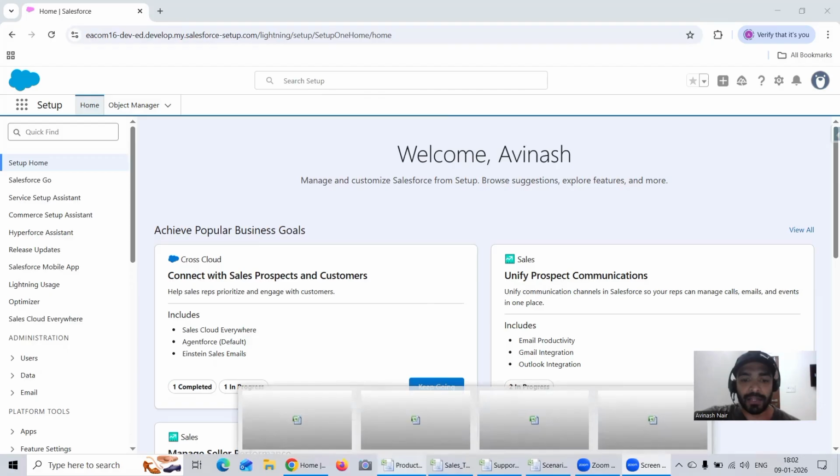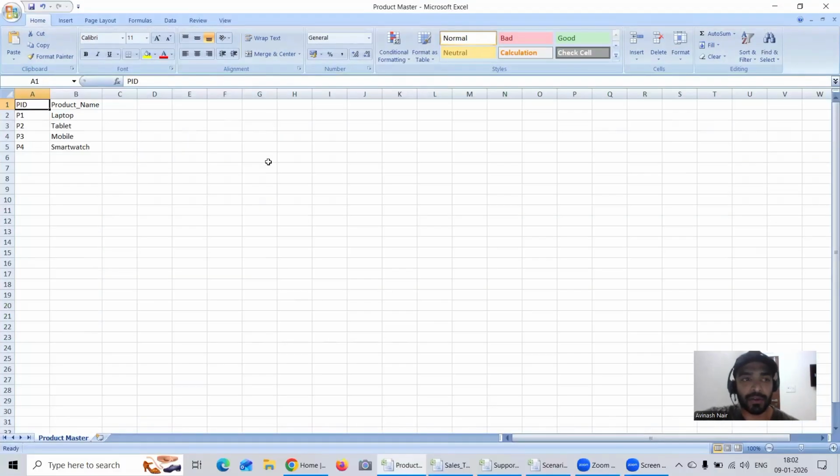Firstly, let me tell you, I have one table called the product table. I have named it as product master. It contains the column PID, which is nothing but the product ID, in short form, and it contains the product name. There's this company which has this particular table, and it contains these four unique products. P1 is laptop, P2 tablet, mobile is given the PID P3, and smartwatch is given PID P4.